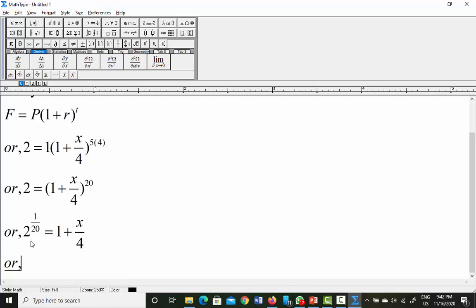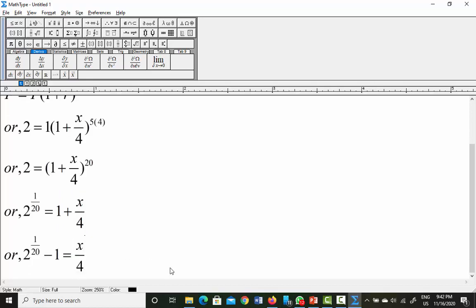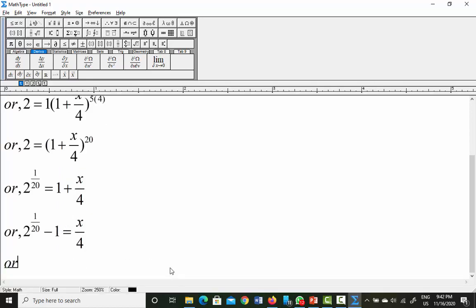Right. So now we can bring this 1 to the left hand side, so in the right hand side we will be left with only x by 4. So now we will calculate. First of all, let us calculate this part.